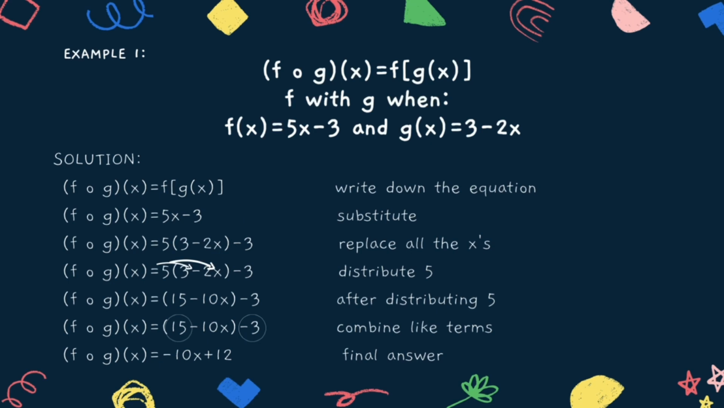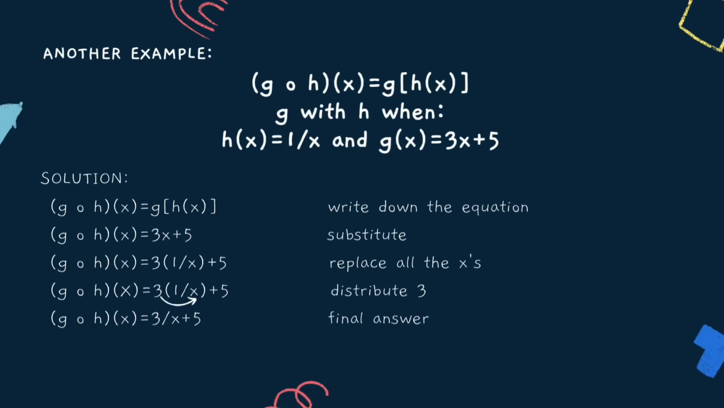The last thing to do in simplifying is combining all the like terms. In this case, the only like terms are the constant terms, or the terms with no variables. The constant terms here are 15 and negative 3. It is important to always include the sign of the term, because it can greatly affect the result once you are solving. You combine 15 and negative 3 by subtracting 3 from 15. Therefore, the composition of f with g is negative 10x plus 12.